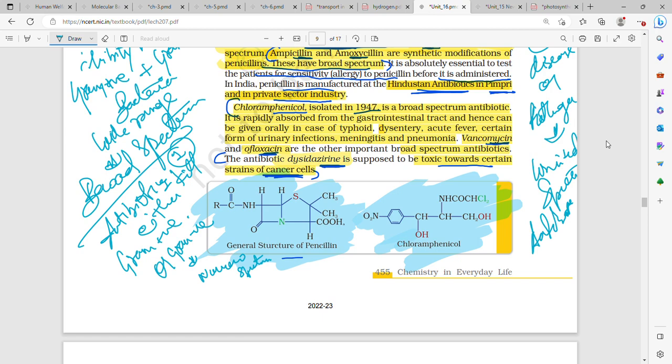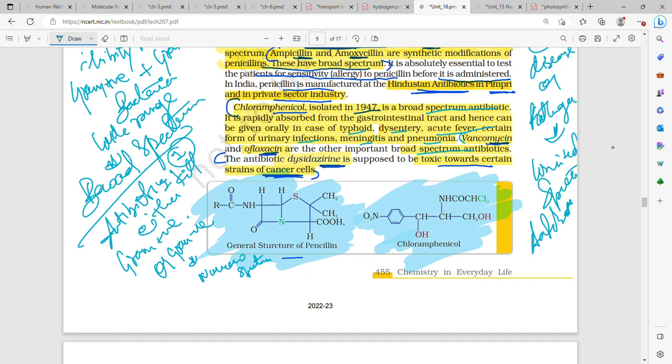Chloramphenicol was isolated in 1947 and it is also a broad-spectrum antibiotic. It is rapidly absorbed in the gastrointestinal tract and hence given orally in the case of typhoid, which is caused by Salmonella typhi, dysentery, acute fever, certain forms of urinary infections, meningitis, that is swelling of the brain, and pneumonia. Streptococcus pneumoniae and Haemophilus influenzae. Vancomycin and ofloxacin are two other important broad-spectrum antibiotics.